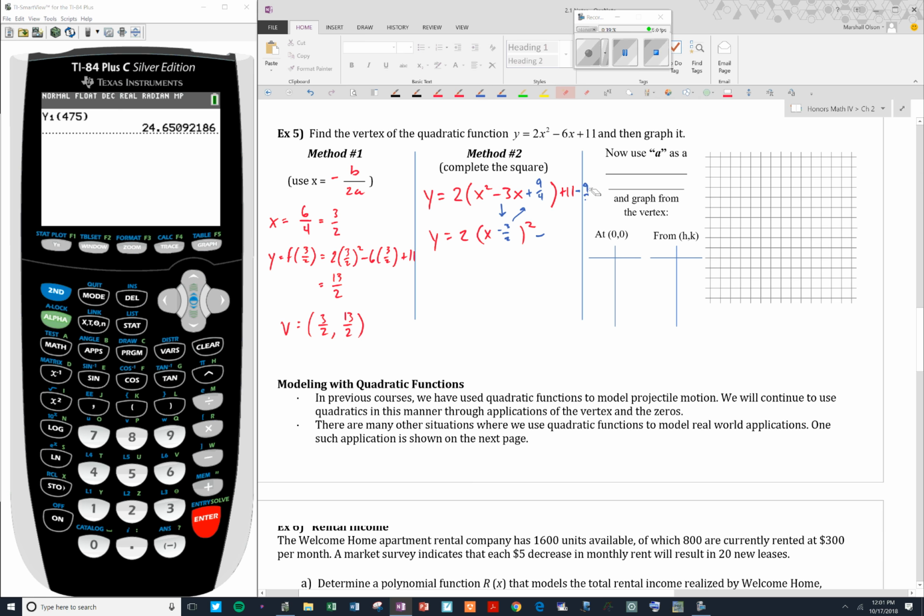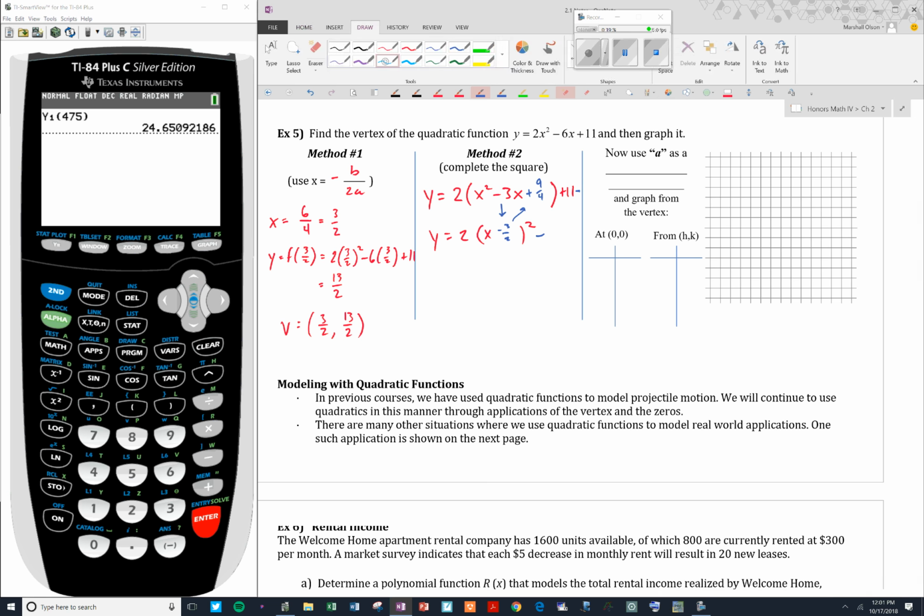I almost missed an important thing here. I'm so glad that happened. I like to make mistakes, not on purpose. I'm not saying I did that on purpose, but I like to make mistakes here so that you can point it out and say, don't make that mistake. Remember, everything inside that parentheses is being multiplied by 2.